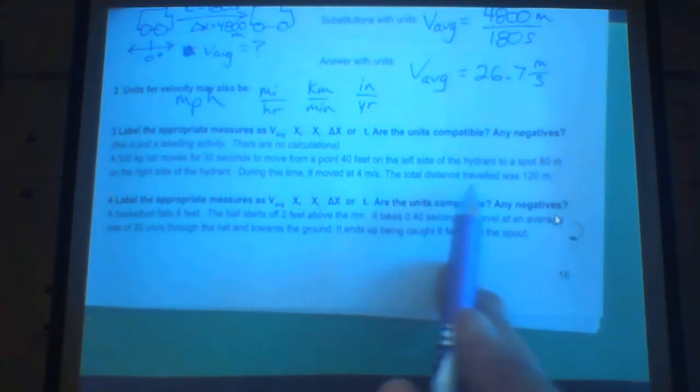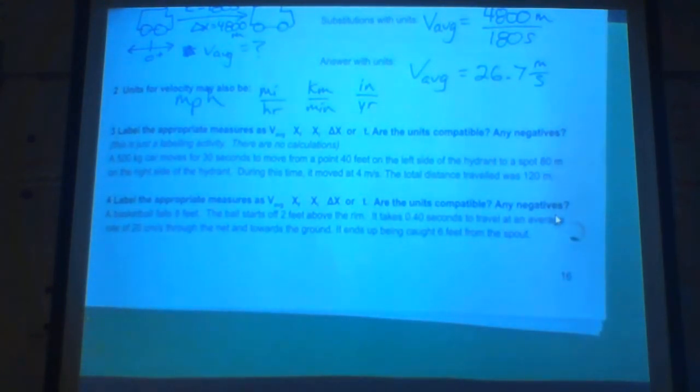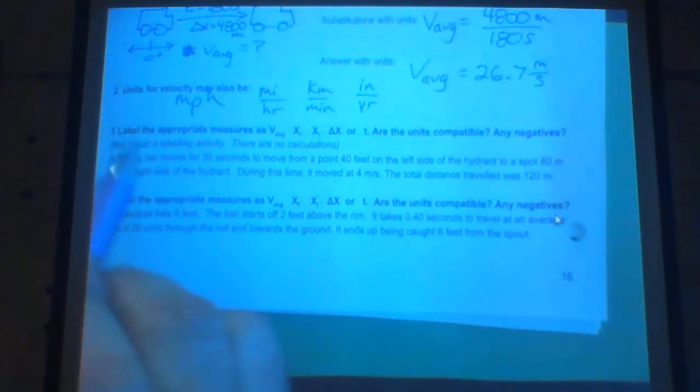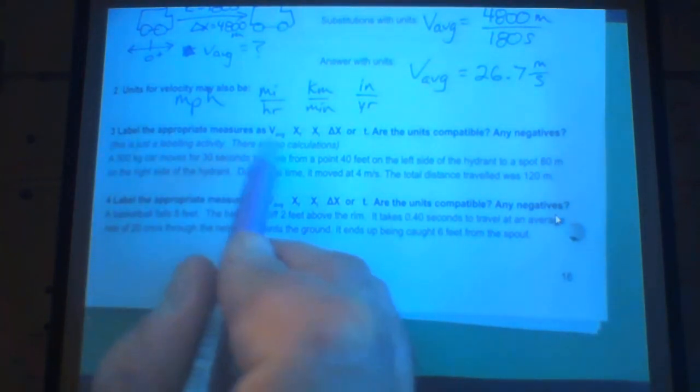The total distance traveled was 120 meters. Okay, so we have got lots of information here. We need to be able to discern what number goes with what variable. So let's first of all look for the average velocity.